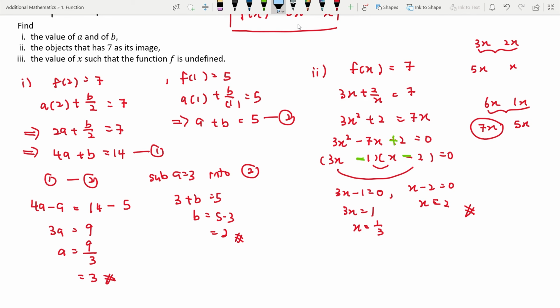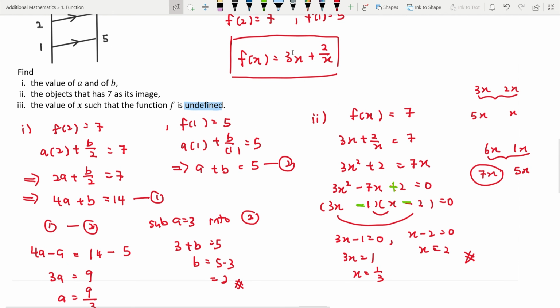And for the third part, we are asked to find the value of x such that the function f is undefined. By looking at the function, we can see that we have a fraction over here, which is 2 over x. In order for the function to be undefined, the denominator of the fraction is equal to 0. For this case, for the function to be undefined, x cannot be 0.